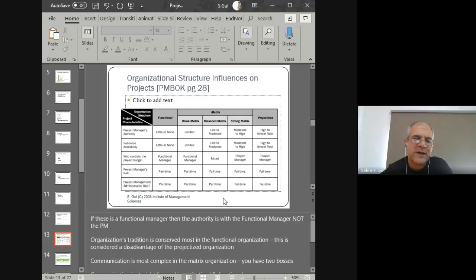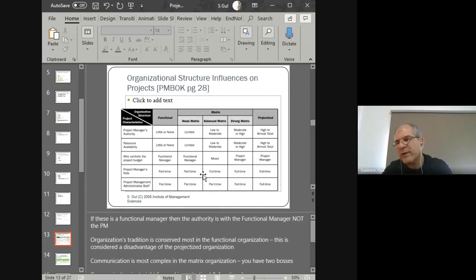So where do we put this idea of a project expediter and coordinator? That would be right here. In the functional and in the weak matrix, the project manager, because they are part-time, has limited authority, therefore they're not really managers, rather they are considered to be project expediters and coordinators. Right, so let's not confuse this any further. Which one is the ideal hierarchy? Well, the ideal hierarchy would be considered the projectized.